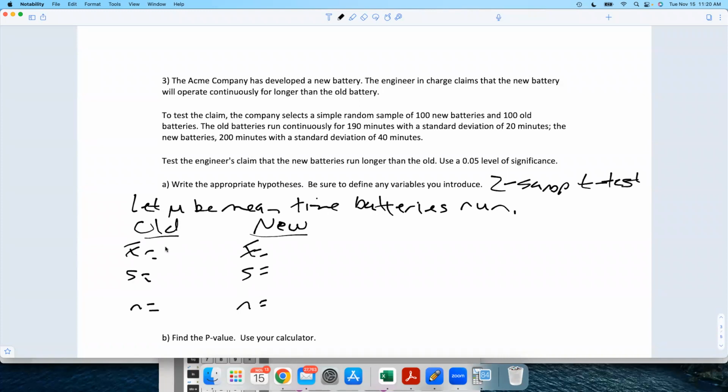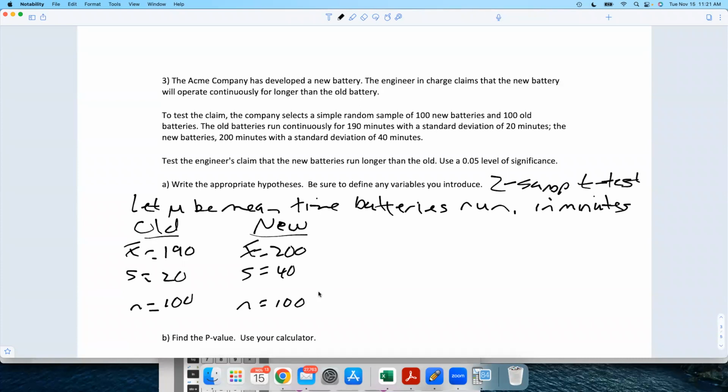Let's see, the old batteries run for 190 minutes. Here, I could put in minutes. Standard deviation was 20. We had 100 of them. We had 100 of both. The new ones run a little longer, 200 minutes. Standard deviation of 40 minutes.